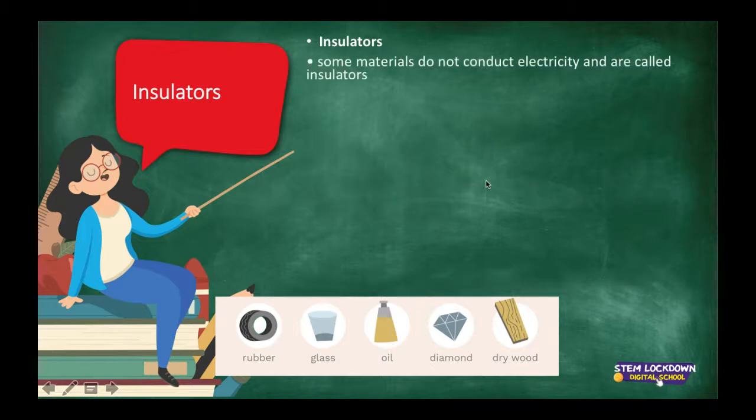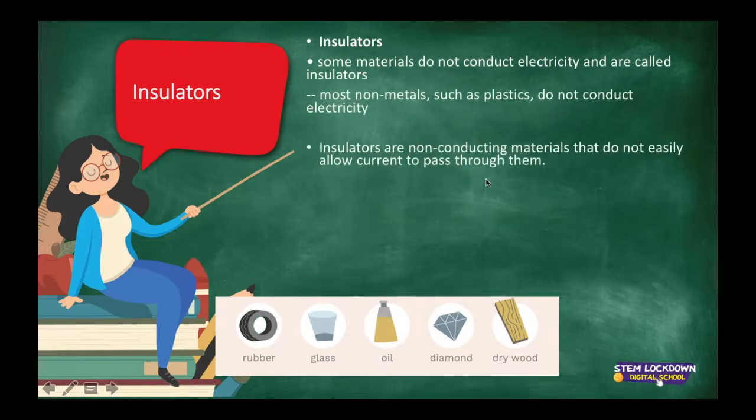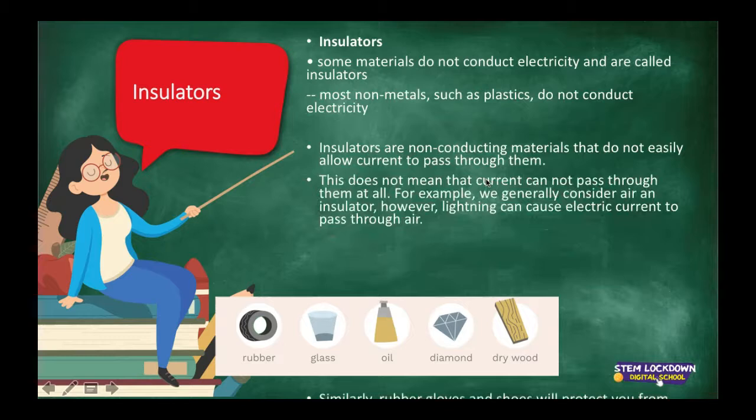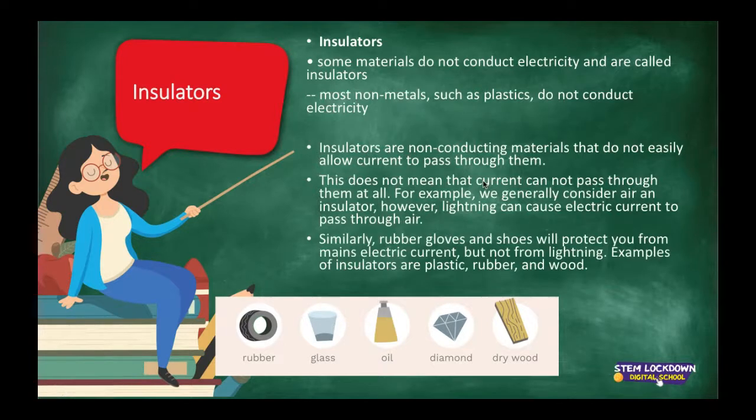Now, we just mentioned that insulators do not conduct electricity. Plastic, rubber, this could be a blanket. So lots of items that you think cannot conduct electricity are called insulators. Very, very different from conductors.